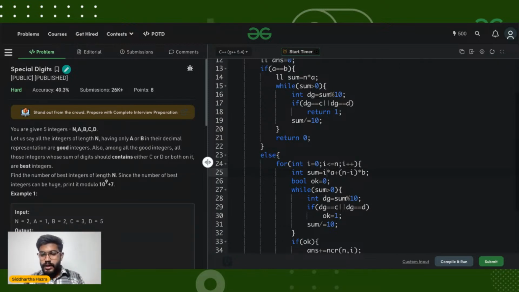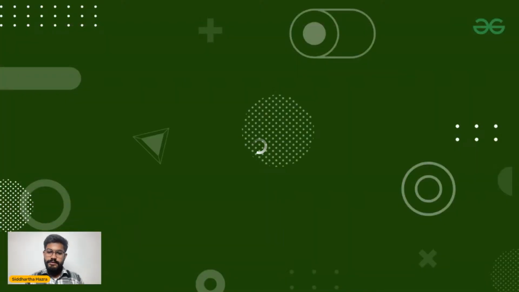Don't worry. We should take the sum of all the digits and then check if it is equal to C or D. No. If the sum of the digits contains either C or D as a digit, it contains it as a digit or not. Okay. So now we would write the NCR function. So now stop sharing, present the screen, entire screen.